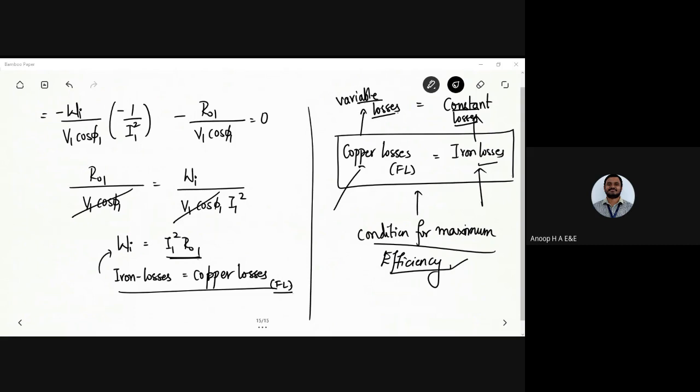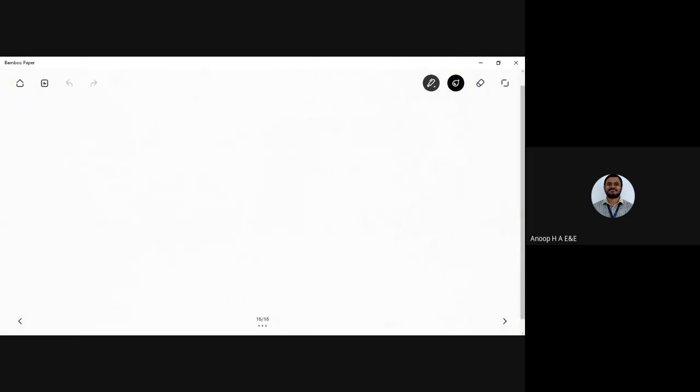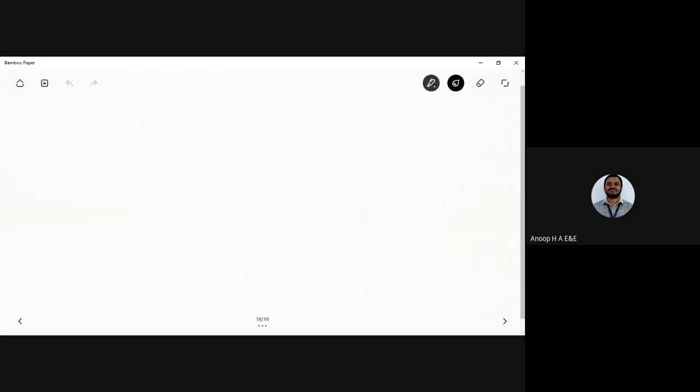Any doubts which are there, you can let me know. Okay, so moving on to the numerical problems. If there are no more doubts, I'll move on to the numerical problems, such that we'll be starting with a simple numerical problem. Let me explain it well.